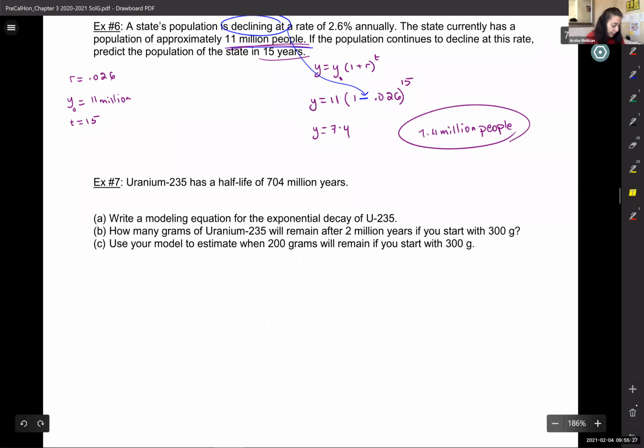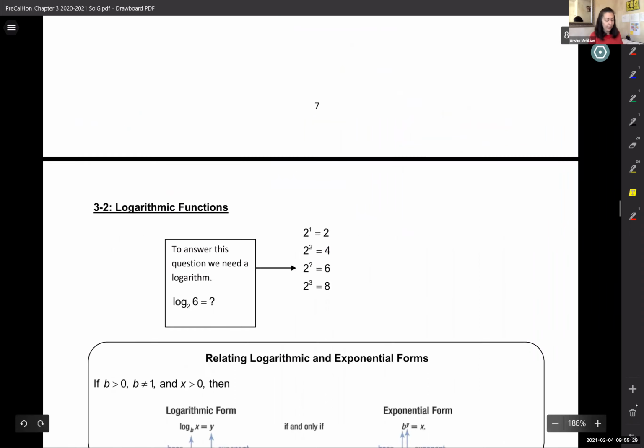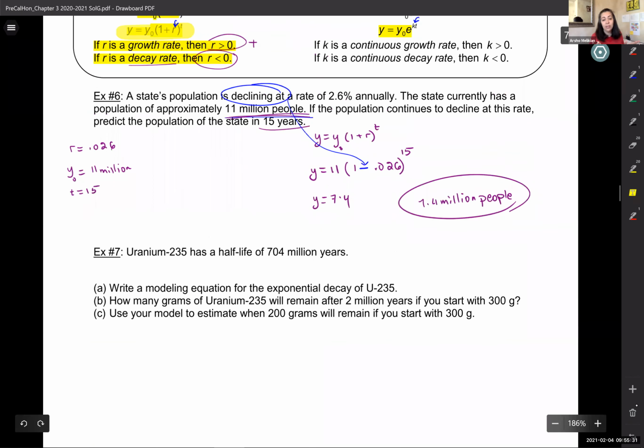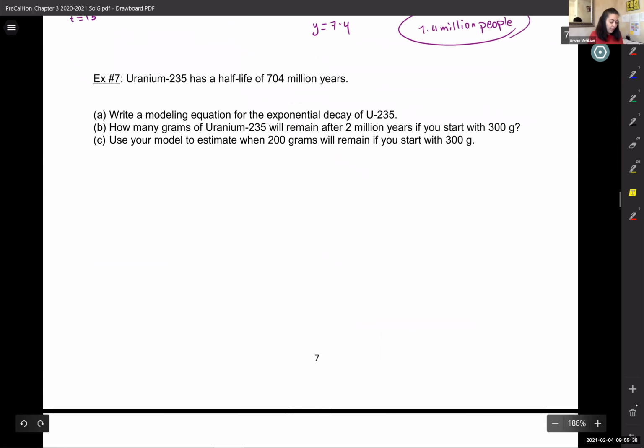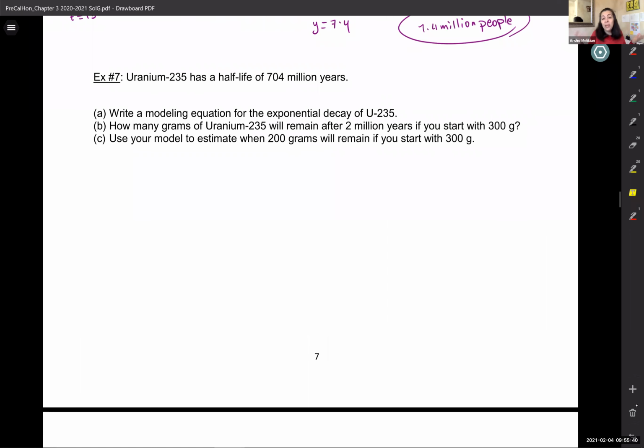Okay, next. These decay problems are my favorite. They are just my favorite. Maybe it's a physics thing. I don't know, but they're just my favorite. Or maybe because radioactive decay was discovered by Marie Curie, a woman scientist. Who knows? I wonder if that has anything to do with it.